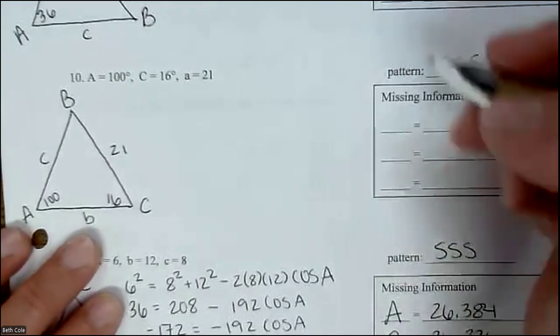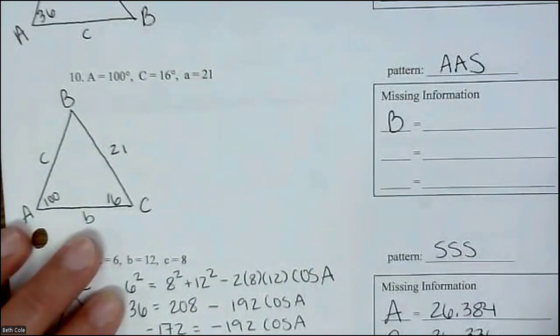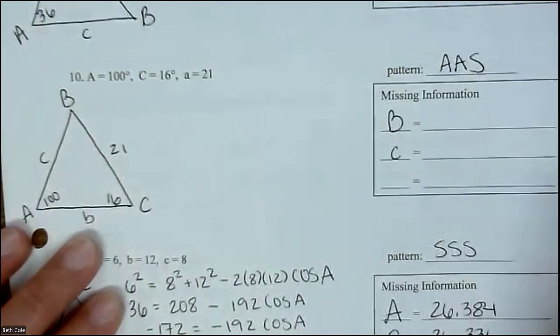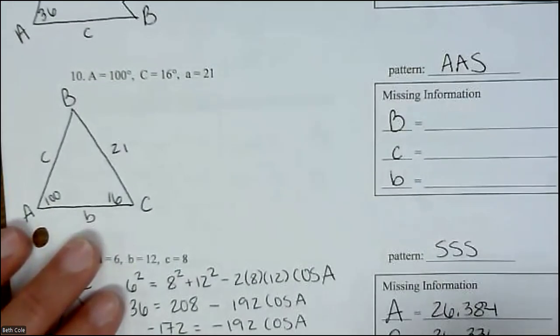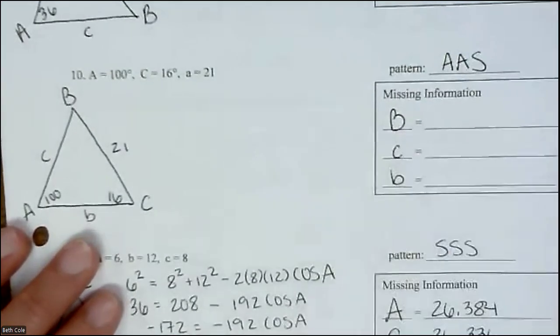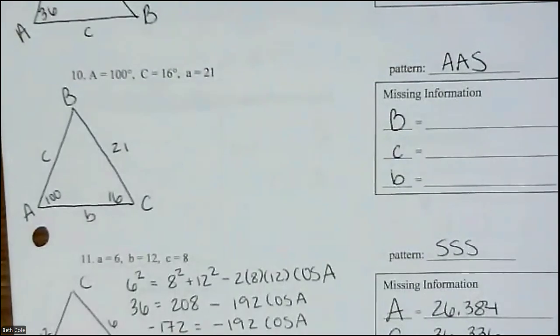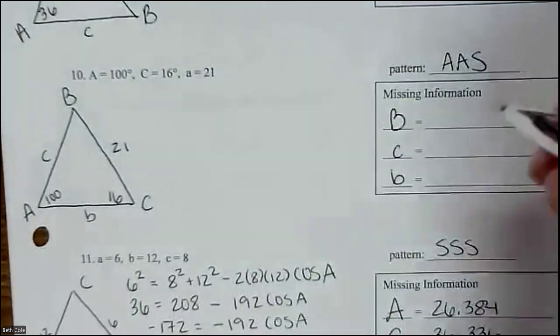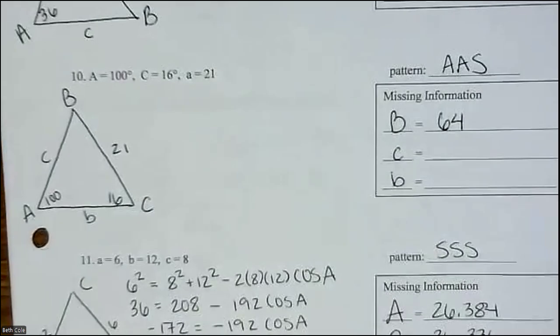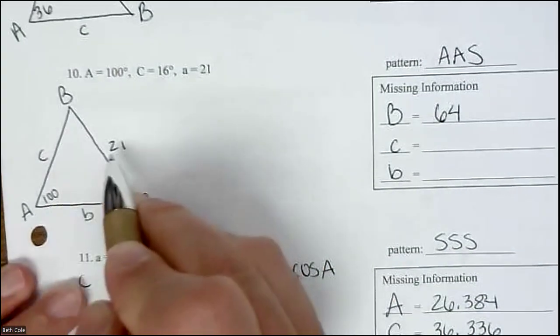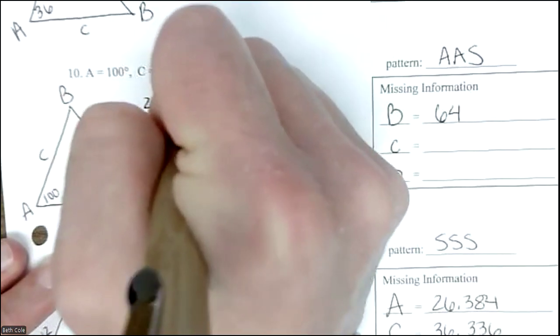All right, we are missing angle B, and then little c and little b. So what would we do to get angle B? Subtract them from 180. It's going to be 64. I just threw that in the calculator real quick. I don't want to keep switching the screens. It's annoying. Now you need a side across from an angle. So it's 21 over sine of 100.